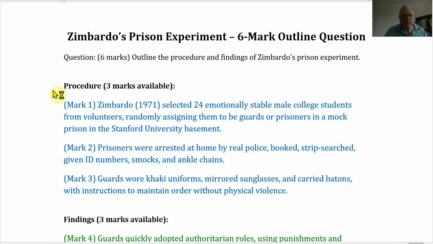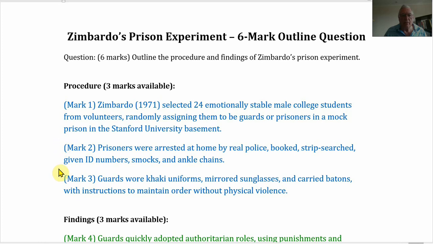Let's have a look at the procedure. For mark 1, I stated that Zimbardo in 1971 selected 24 emotionally stable male college students from volunteers, randomly assigning them to be guards or prisoners in a mock prison. For mark 2, I've said prisoners were arrested at home by real police, booked, strip searched, given ID numbers, smocks, and ankle chains.